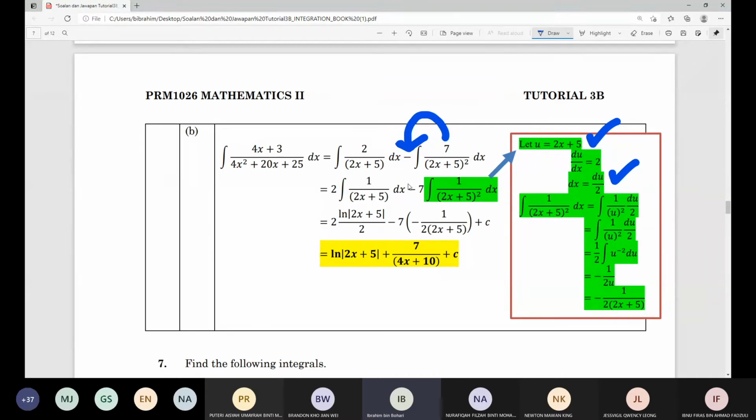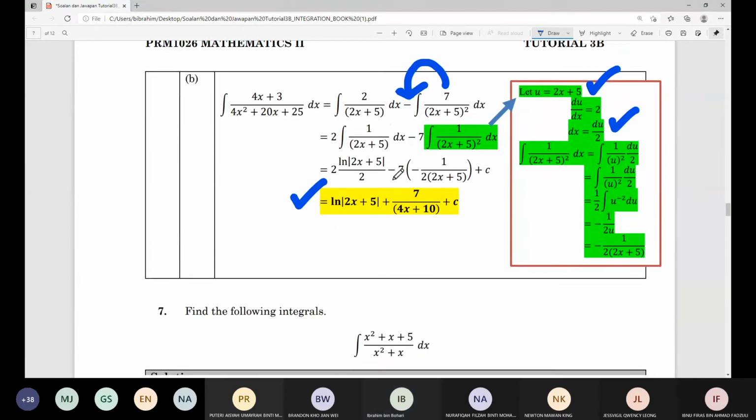Okay, and last, check answer: ln of 2x plus 5 plus 7 over 4x plus 10 plus c. For question 7, what is important is that your first partial fraction uses the repeated linear form. Question A, and then the second, you integrate. Question 6, I think many can do.